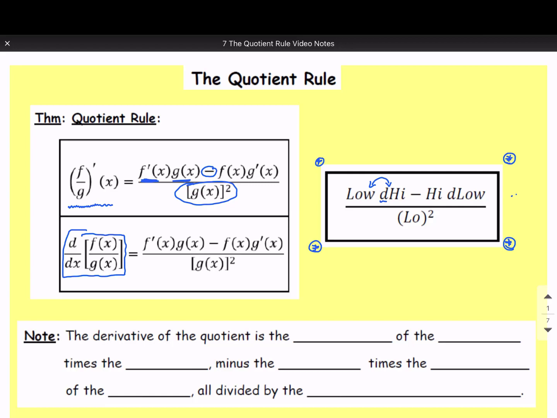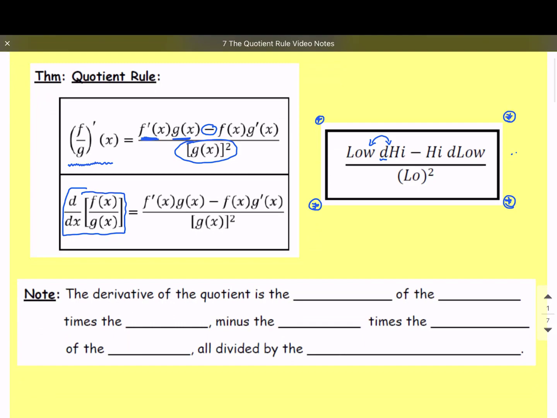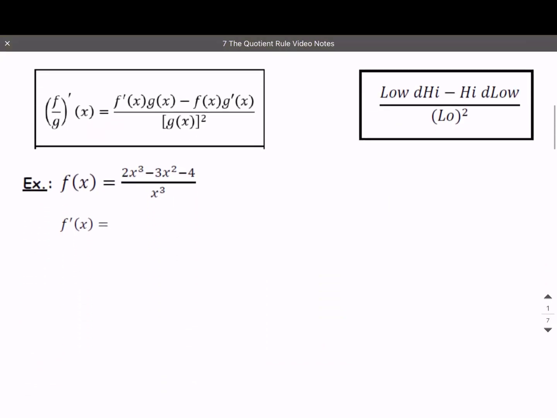Okay, so let's put this derivative rule in words. So the derivative of the quotient is the derivative of the top function times the bottom function. You keep the bottom. Minus the top function, so this time you're keeping the top, times the derivative of the bottom function, all divided by the bottom function squared. So let's take a look at the quotient rule in action.